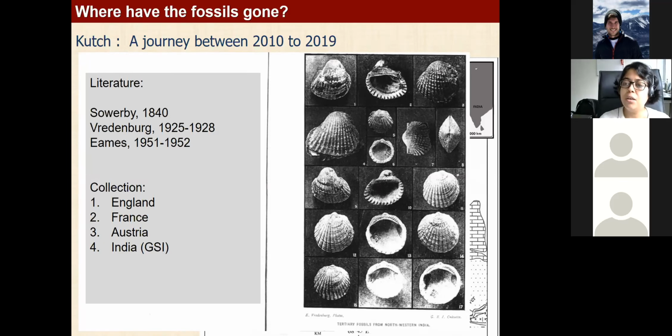So the study of Kutch mollusks and all kinds of invertebrates, and in fact vertebrates also, dates back to 1840, started with British paleontologists, and it includes stalwarts like Sorby, Vredenburg, Eames. Everybody was interested in knowing the overall molluscan ecology as well as overall invertebrate ecology from this tiny spot called Kutch because of its high diversity and very well preserved fauna. But then when I started to look for the original collection, I realized that those collections are scattered all over the world. A significant portion of it is in England. Some other parts are in France, in Austria. There are some things which are already in India in some repositories, but that's not so easy to access.